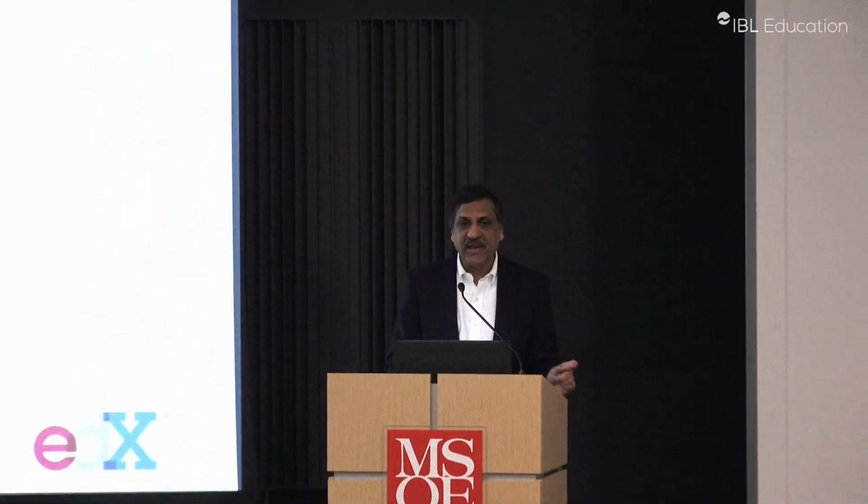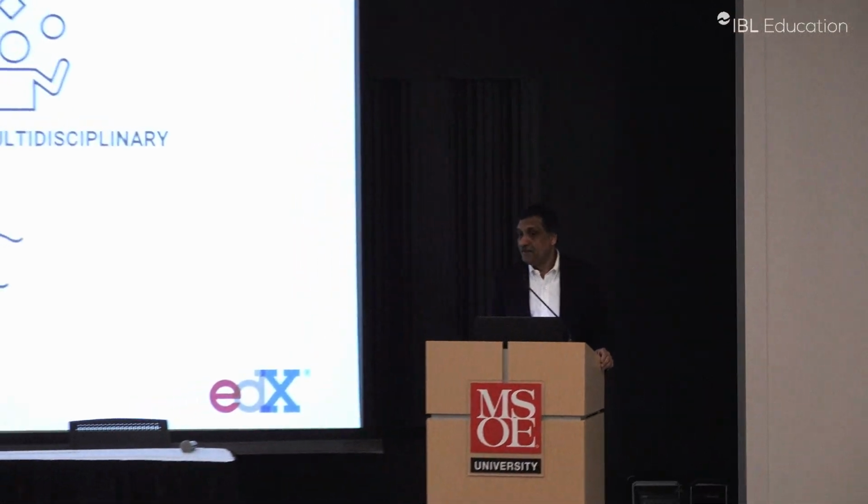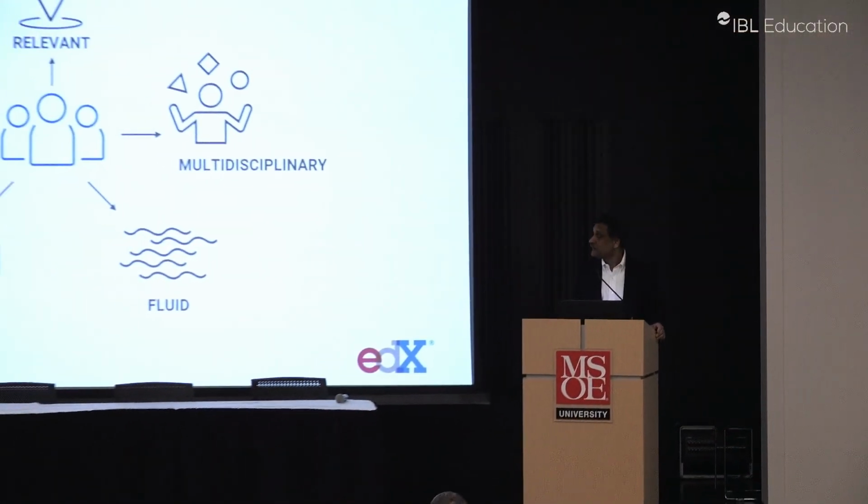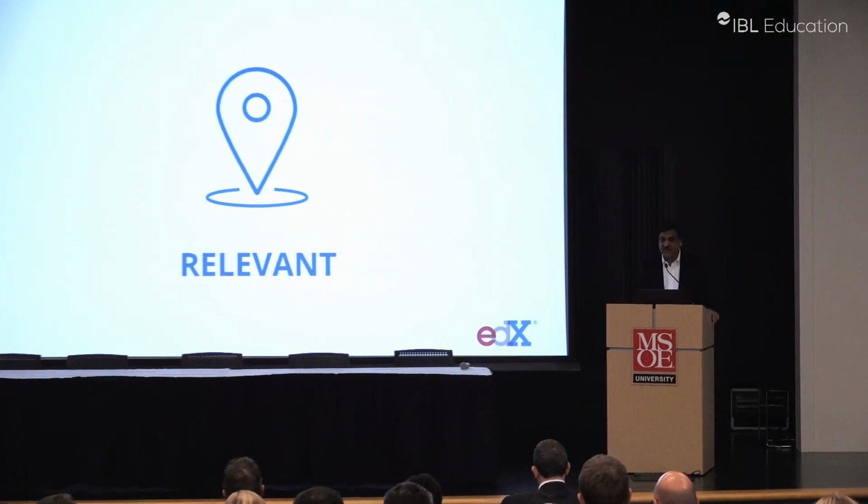Okay? So let's look at each of these categories of learners and look at what the unique challenges they have and see how some of what all of you are doing can help them. And let me also show you some examples of some evidence of where we are able to help them in a substantial way. So let's start with relevant.